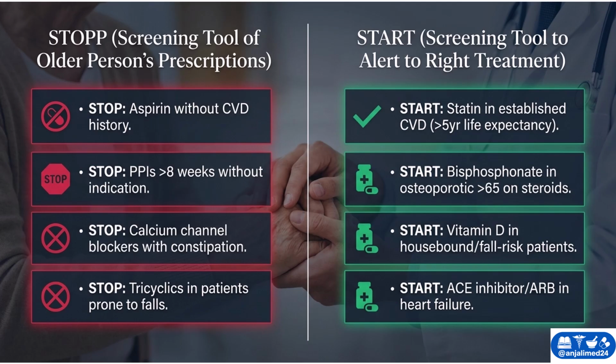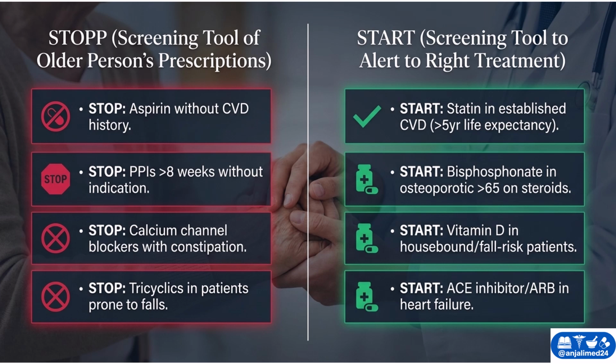Next, observe prolonged PPI use, proton pump inhibitor use. PPIs used beyond 8 weeks without a valid indication can increase the risk of osteoporosis, fractures, vitamin deficiencies, and Clostridium difficile infection. Many elderly patients continue PPIs for years without reassessment.